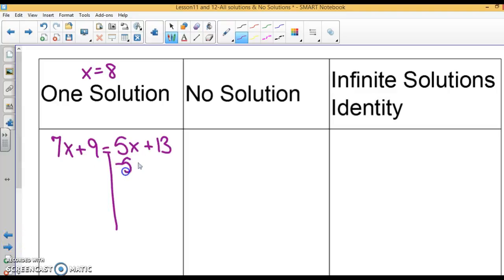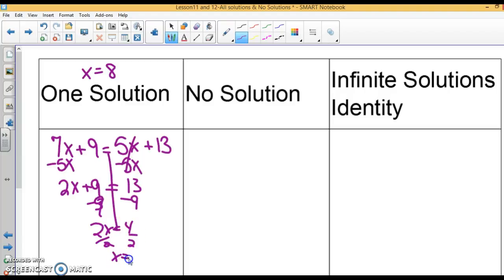Let's solve this. Let's subtract 5x from both sides. And I end up getting 2x plus 9 equals 13. Subtract 9 from both sides. And I get 2x is 4. Divide both sides by 2. x is 2. There is one solution to this equation, and it is 2. That is the only number in the world that you can substitute into this original equation and get a true statement.